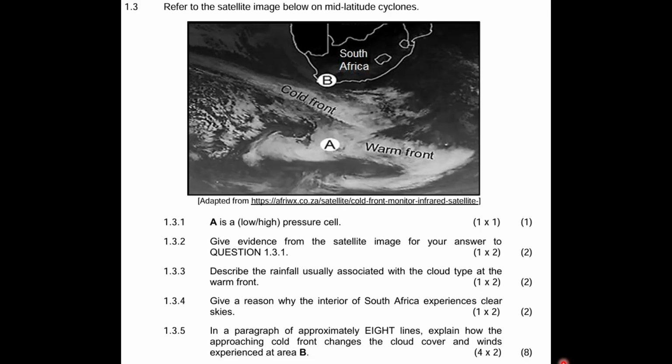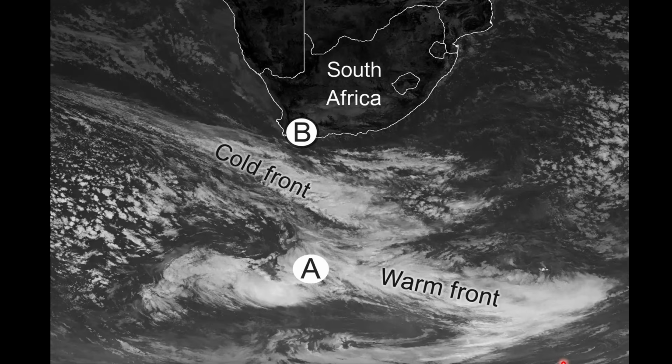Look at the satellite image on your screen. You can see a large spiral or comma-shaped cloud pattern south of South Africa. This shape immediately tells us that this is a mid-latitude cyclone. You must always remember mid-latitude cyclones form between 30 degrees and 60 degrees latitude. They develop along the polar front and they are low pressure systems.